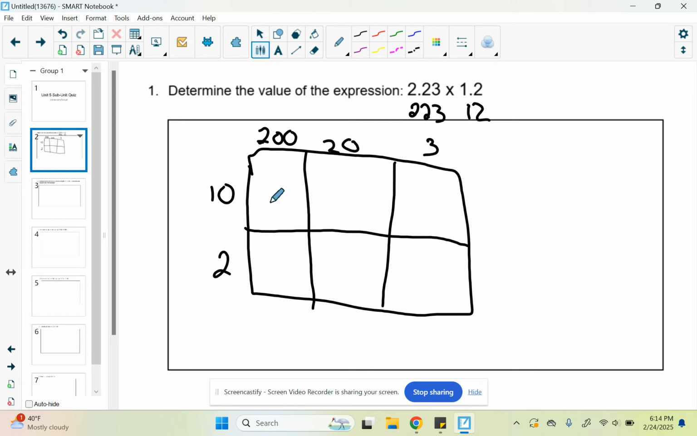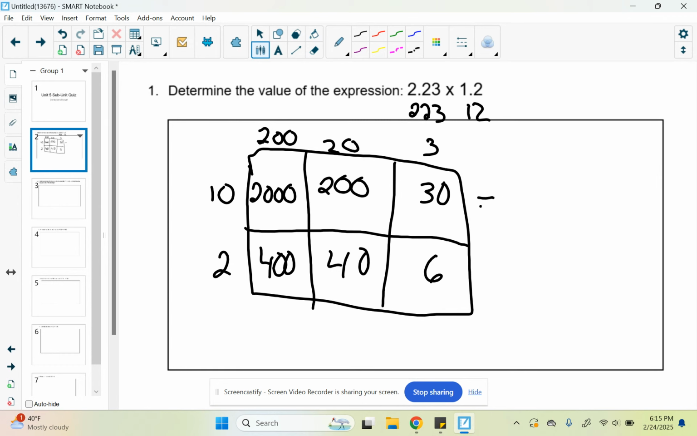All right, so now let's start with 10 times 200. That would be 2,000, because 1 times 2 is 2, and then add in the 3 zeros. 2 times 200 is 400, because 2 times 2 is 4, then add the zeros. 10 times 20: 1 times 2 is 2, then add 2 zeros. 2 times 20 is 40 because 2 times 2 is 4, and then add a 0. 10 times 3 is 30. 2 times 3 is 6.